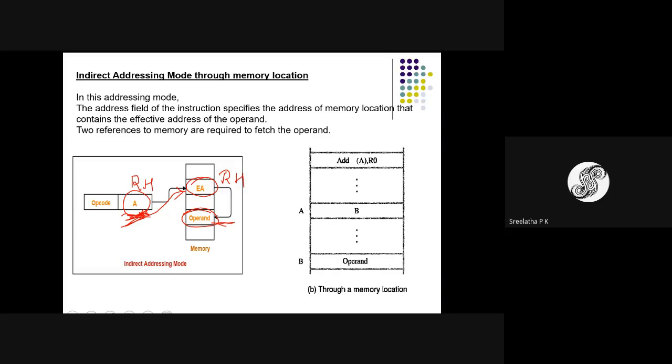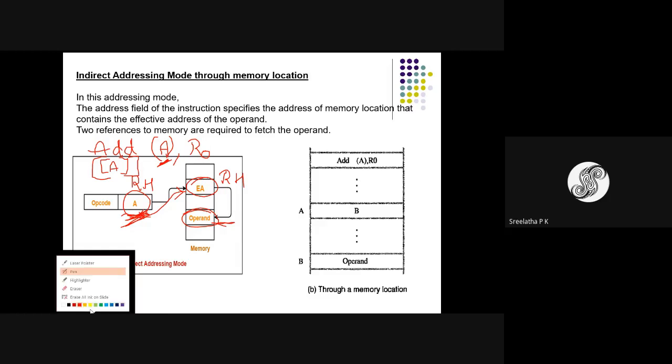How does the program know whether it is indirect addressing or direct addressing that is mentioned here? You can see the way of representing indirect addressing. Suppose I use the same example: add the content of A and R0. Now, if I give A, it is called direct addressing. When I put it within brackets, it means the content of A is giving the address where the operand is present. So the content of A is giving the address, and that address's content will give the location where the operand is present.